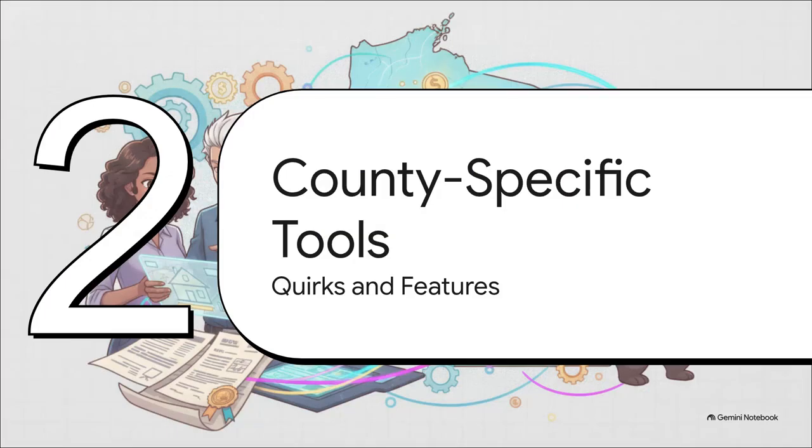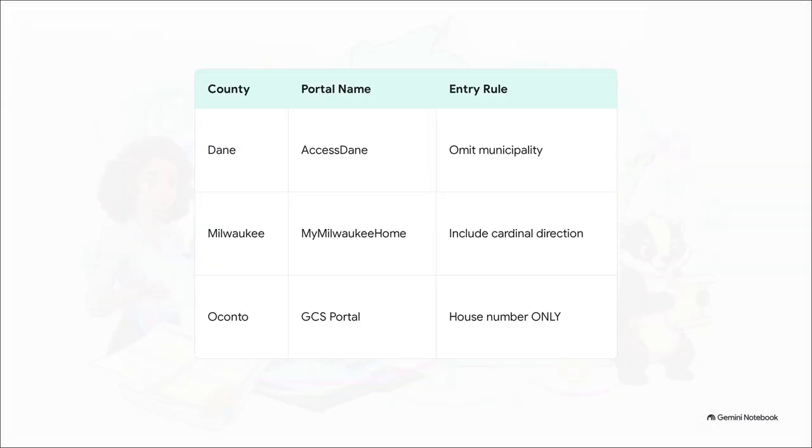Section 3, Navigating County-Specific Tools, Quirks and Features Across Wisconsin. So because these are separate, often legacy database systems, they can be incredibly rigid. If you just type the address the way you normally would on Google Maps, you're probably going to get an error message and might falsely believe there's no tax record for the property at all. For instance, check out these differences.